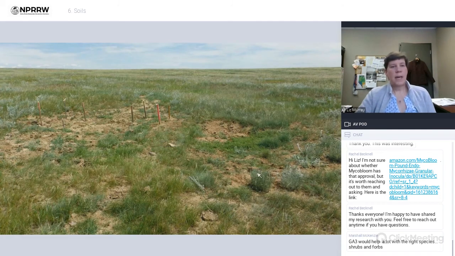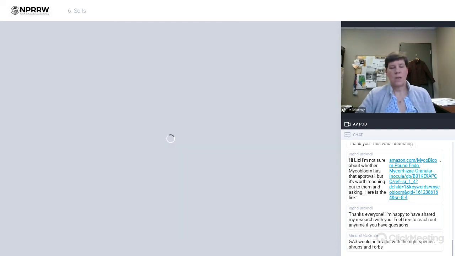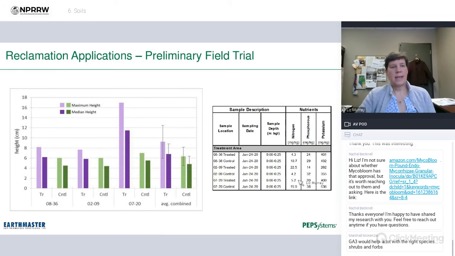And we ended up working on sites that looked like this. So they had areas that just would not revegetate. And so we set up some plugs in those bare areas, and this is what we saw looking at height. So we're comparing purple to green, which is treated versus control or untreated, and we're comparing maximum height, which is the light colored, and median height, which is the darker colors.